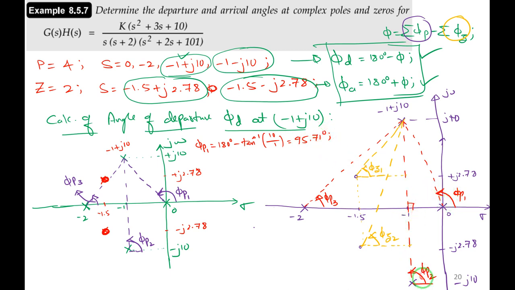Next, phi P2. No need to calculate because it is perpendicular. Because we are measuring the angle in the anti-clockwise direction, phi P2 is plus 90 degrees. It is not minus because it is measured in the anti-clockwise direction. So phi P2 is 90. Then phi P3. How to calculate phi P3?